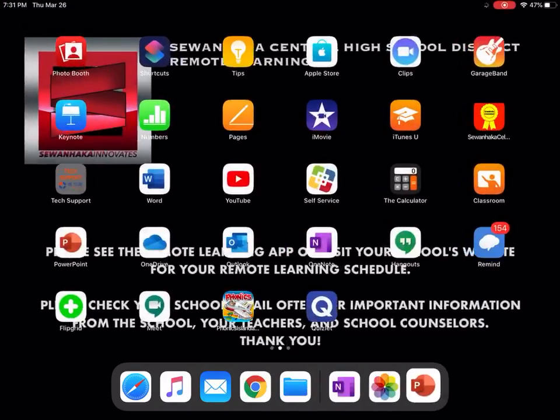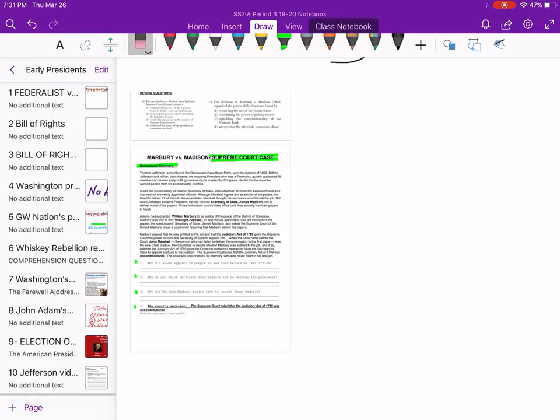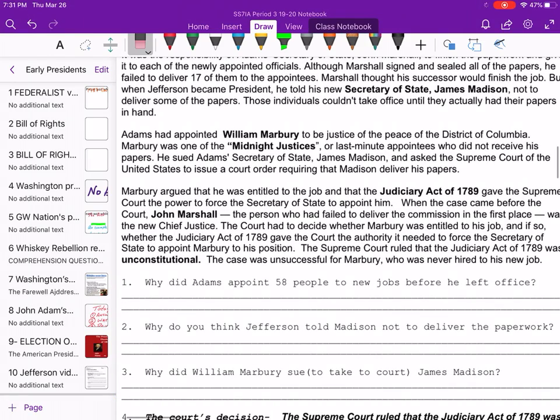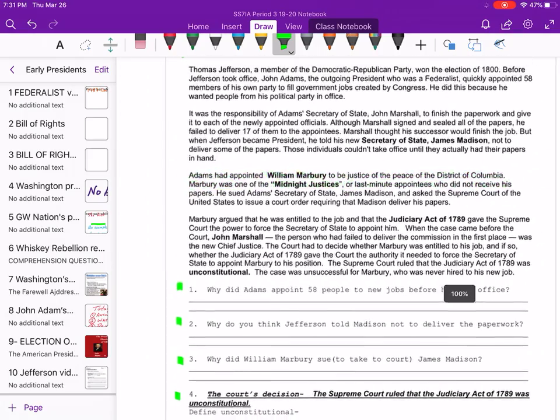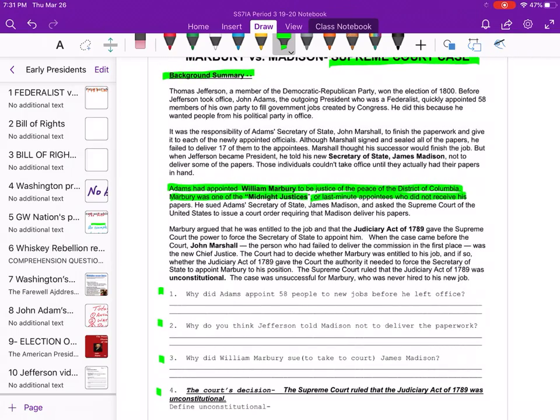In the reading, you may have used this part right here for your answer. It says Adams had appointed William Marbury to be Justice of the Peace. Marbury was one of the midnight judges or last-minute appointees. And it says above that Adams quickly appointed 58 members of his own party to fill government jobs created by Congress. He did this because he wanted people from his political party in office. So everything I highlighted there helps answer question number 1.